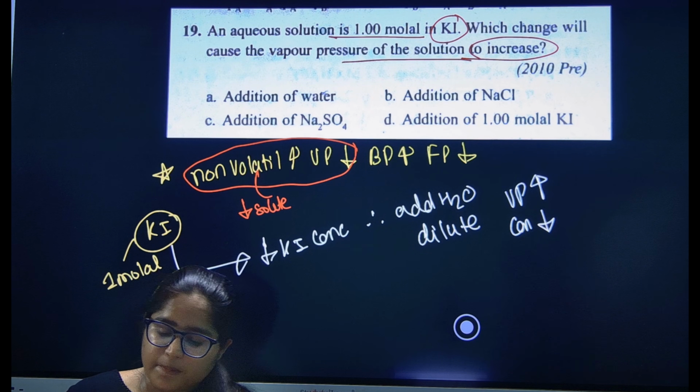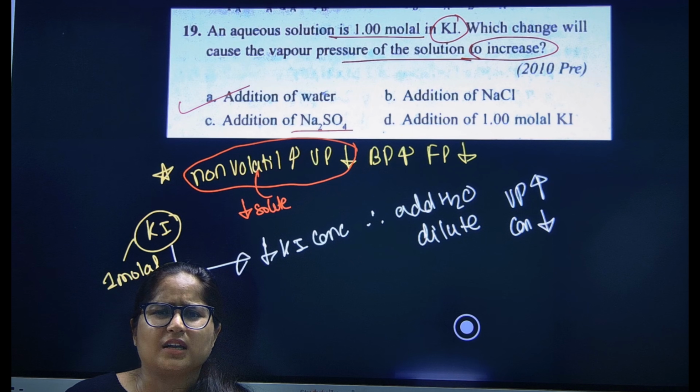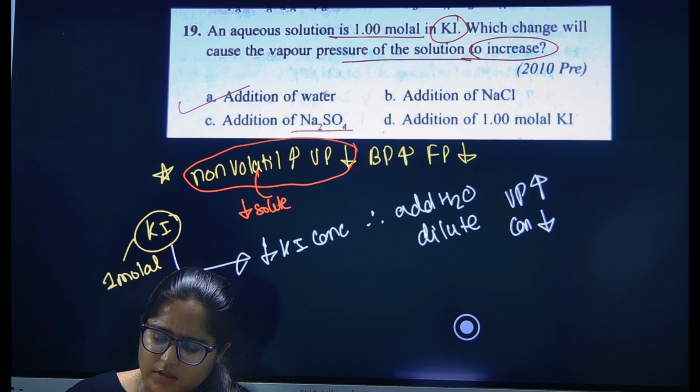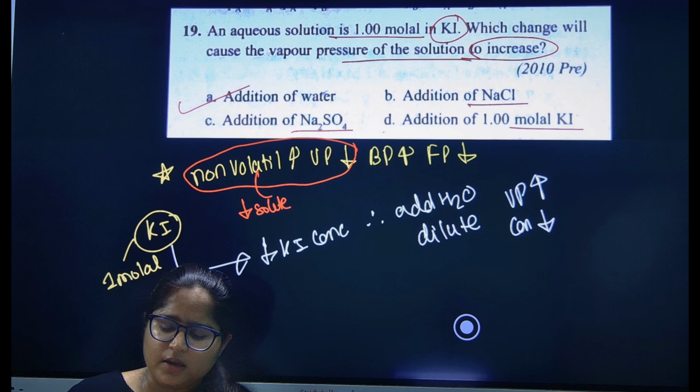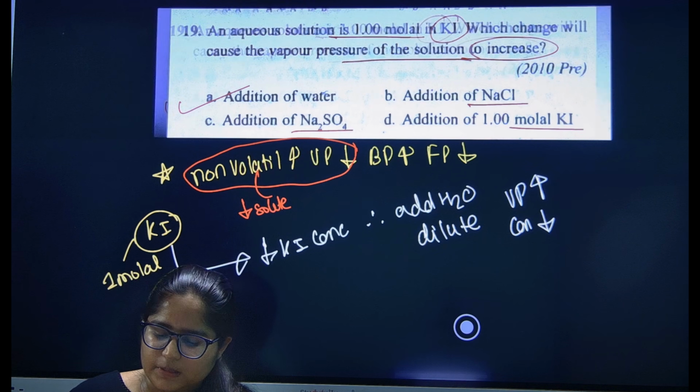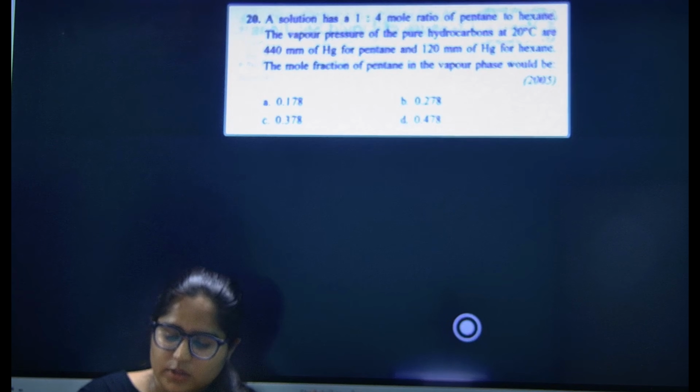Now you see here, which option? First option, Na2SO4, again it is non-volatile. No ma'am, it will decrease vapor pressure. NaCl non-volatile, KI non-volatile, right? So water is the right answer. Now let us see question number 20.